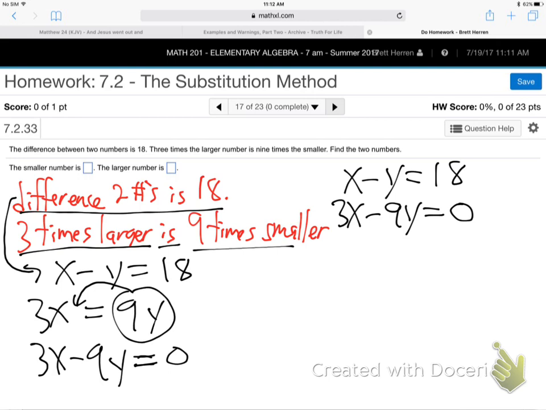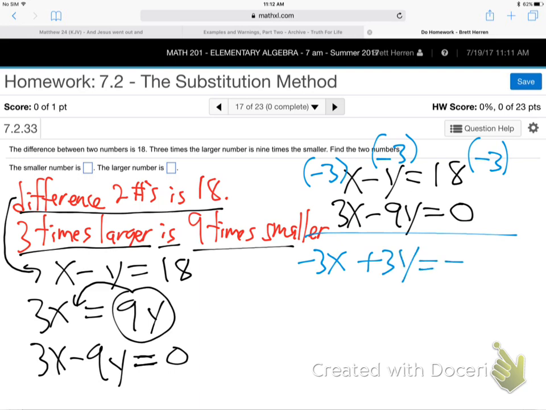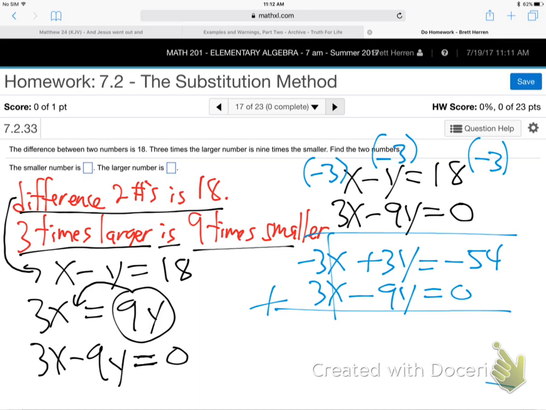We good to there? Now you got to get something to cancel, right? How about we do the x's? How about we make this top one a negative 3x? Just multiply through that top equation by negative 3. Then you can add them and get those x's to cancel. Is that good? Negative 3, negative 3, negative 3 through the top equation: minus 3x plus 3y equals minus 54. And then add them up, and the x's drop out by design, on purpose.